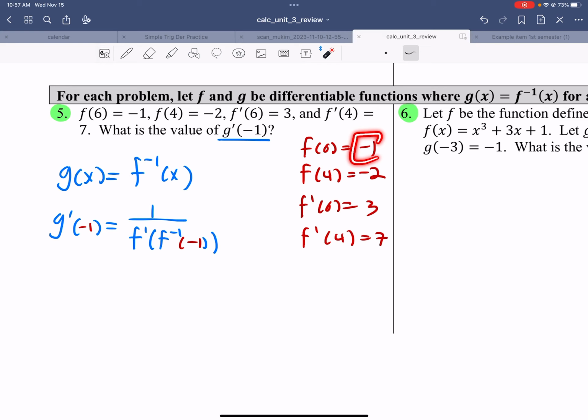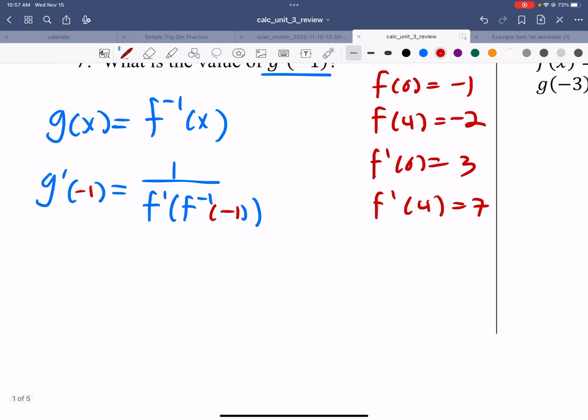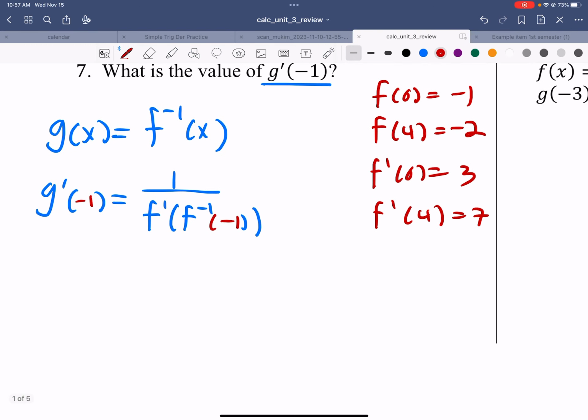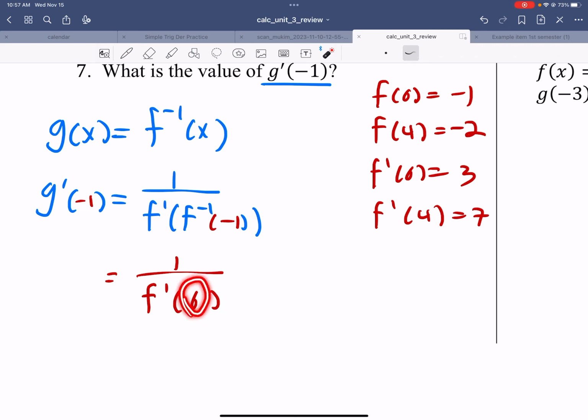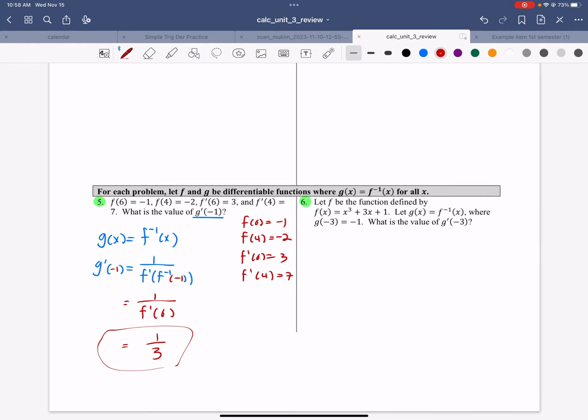Yeah, we're using this. This one is the next value, but because it's an inverse, that is going to be the inverse of -1, which is the y value here. So that's going to be 6 here. And remember, this is a y value, okay? Although this is an x here, because it is an inverse, this one is going to be considered a y value. Now, what is the f prime of 6? 3. So this one is equal to 1/3. It's very straightforward and easy.